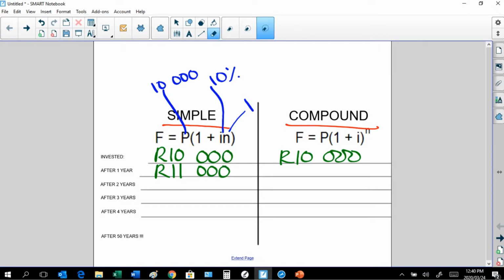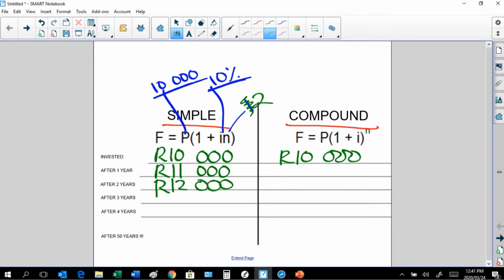Now, let's do it for the second year. Your P stays the same. You always put 10,000 Rand in the beginning. Your interest rate's the same, but your N is now 2 years. And you'll see it returns 12,000 Rand. Just do it and see that you know what's going on. So basically, every single year, you're getting your 10% on the original value that you invested. So it's always your 10% of 10,000.